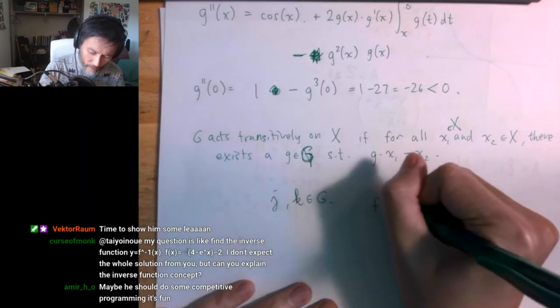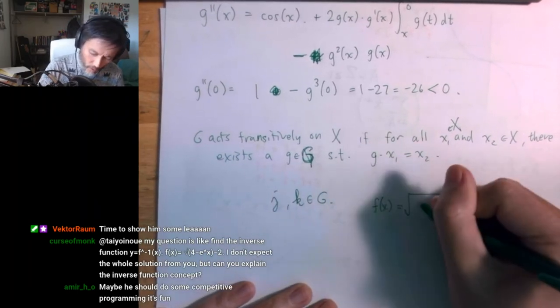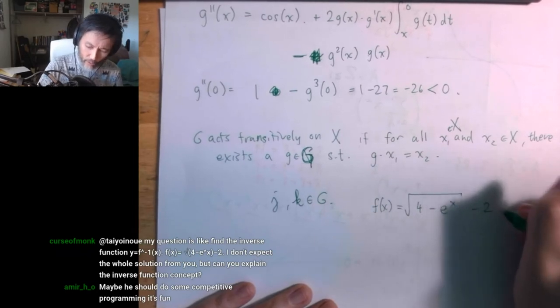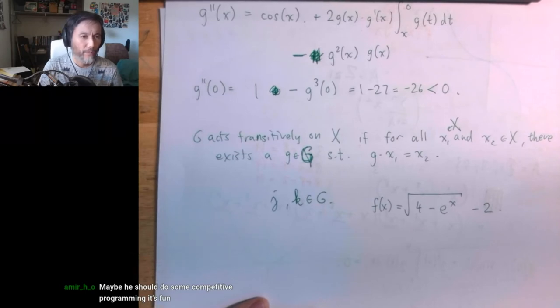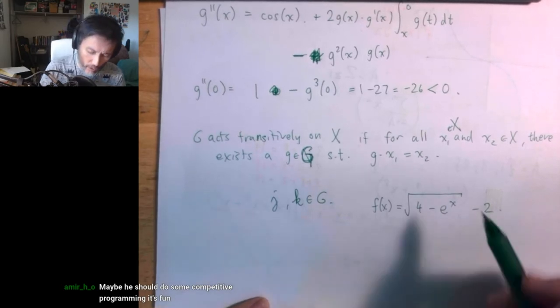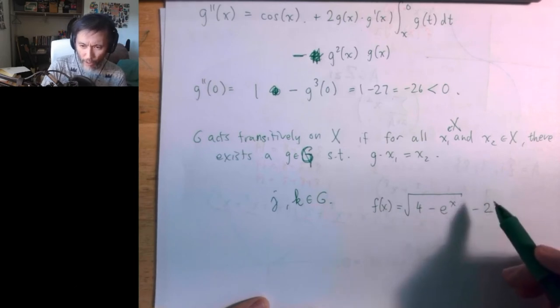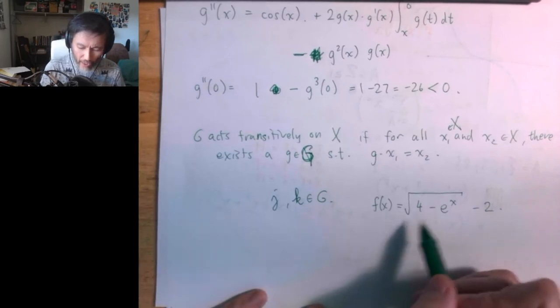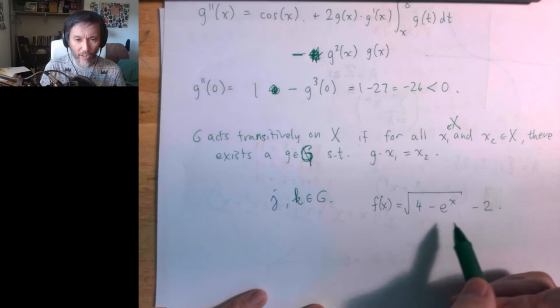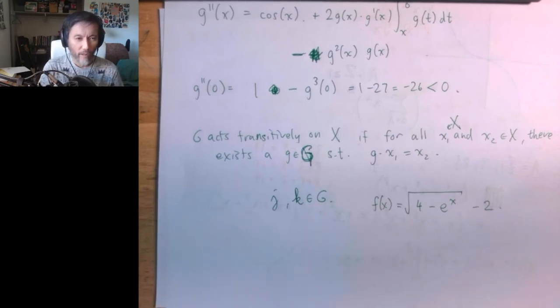All right. Inverse function. So we have f of x equals square root of 4 minus e to the x, minus 2. Well, first, is the square root over the whole thing? No, that would be weird. It's just over this piece, right? Yeah. So if e to the x is too big, then the thing under the square root is negative, and we can't have that, because the square root of a negative number is not defined.